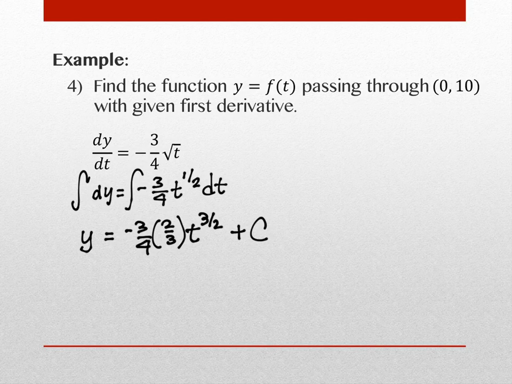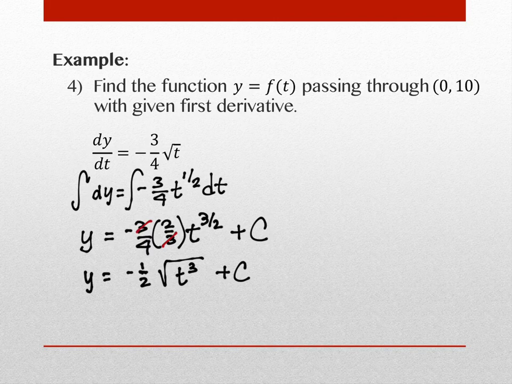All right, we'll clean it up. y equals, let's see, those 3's cancel. I've got a negative 1/2 here. Negative 1/2, the square root of t cubed plus c. Then what? If I were finding a general one, I'd be done, right? So what do I have to do now that I have a point given?